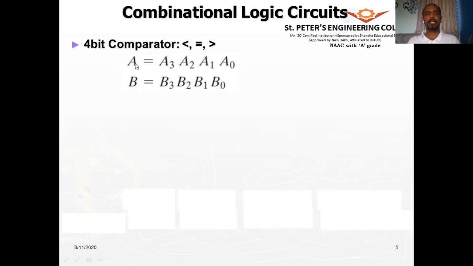It can be that A is equal to B, or A is less than B, or A is greater than B. Now, how do we use a combinational circuit to figure this out? The condition when A is equal to B, when A is greater than B, and when A is less than B. So that is the circuit we have to design now.